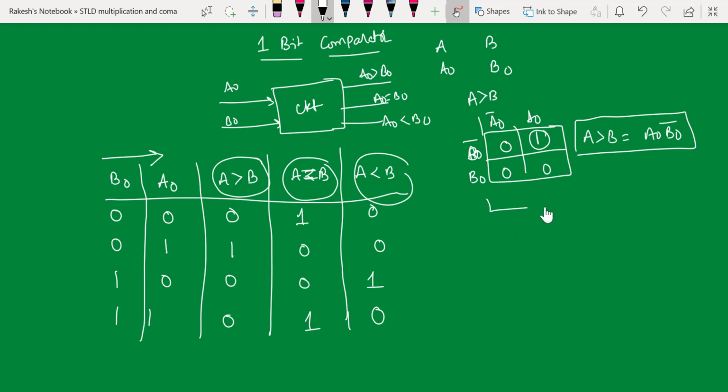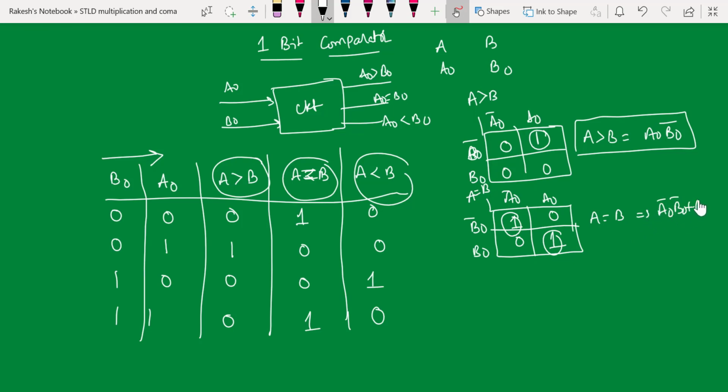and if I take for A equals to B, I'm going to fill 1 0 0 1, and this is my B0 bar and B0, A0 bar and A0. A equals to B will be two isolated ones. If I consider, it will be A0 bar B0 bar plus A0 into B0. I can write it as A0 XNOR B0 for A equals to B.